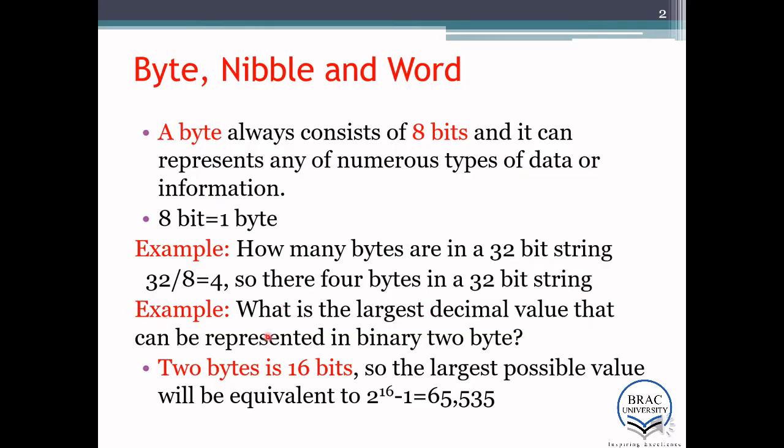Another example: what is the largest decimal value that can be represented in binary by 2 bytes? 1 byte is 8 bits, so 2 bytes means 16 bits. For 16 bits, the number will be 2 to the power n minus 1, where n is the number of bits. So 2 to the power 16 minus 1 is the largest decimal value that can be represented using binary 2 bytes.